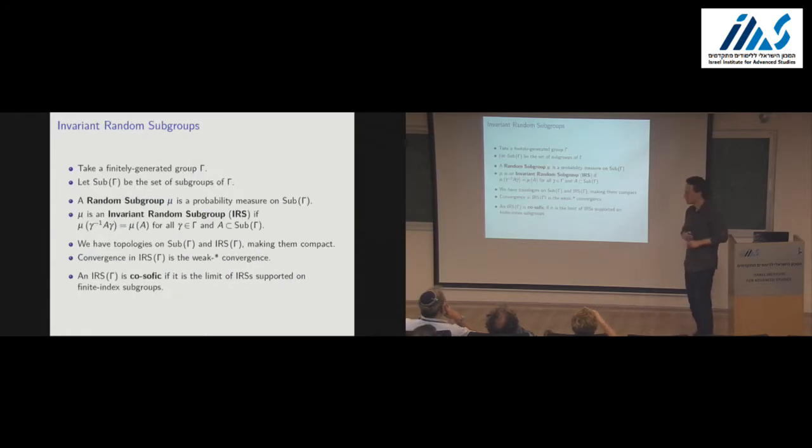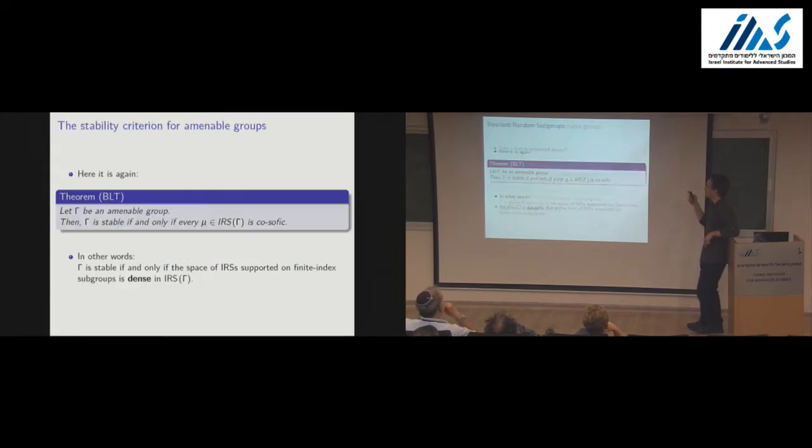Sure. IRS gamma is the space of invariant random subgroups of gamma. It's a space of distributions, only the ones that are invariant under conjugation. An element there is an IRS, and it becomes cosophic if it's the limit of the finite index ones. Yes, thanks. Each invariant random subgroup, each distribution, can either be cosophic or not. It's not a property of the group, or of the space.